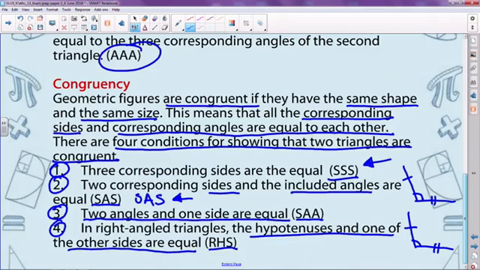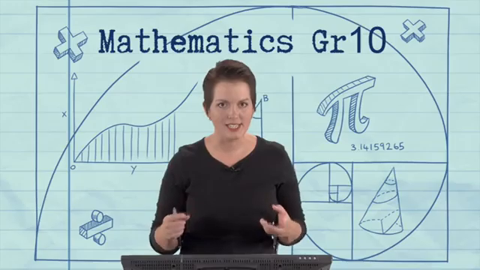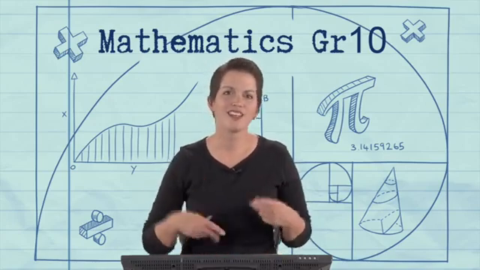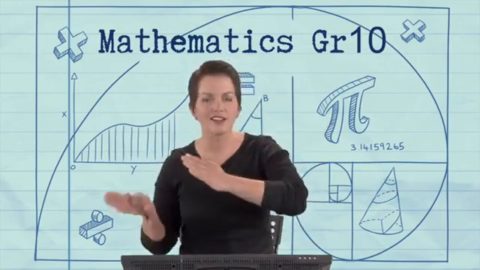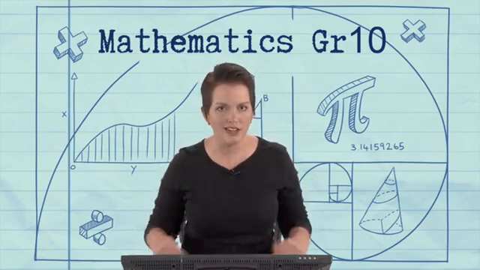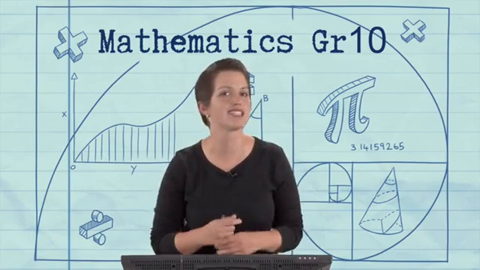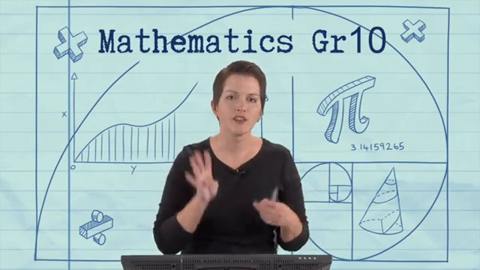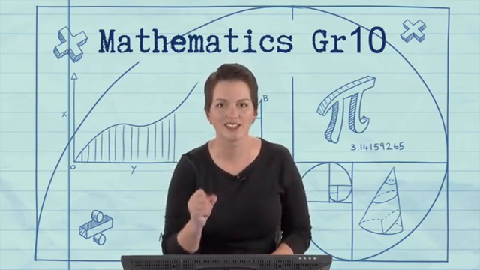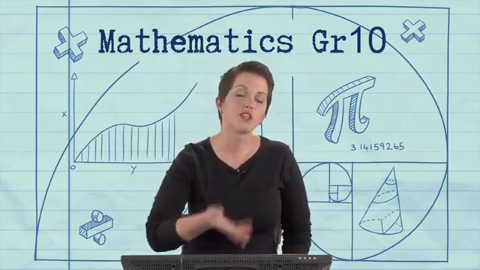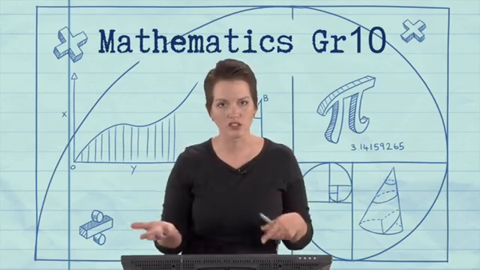Okay, now grade 10s, you'll remember that I've said over and over again that mathematicians are lazy, and congruency just shows how lazy they are. You see, they don't want to prove that every single side is equal to every single other side. And they don't want to prove that every single angle is equal to every single other angle. It's just going to take too long. So they find shortcuts, and the 4 cases of congruency are exactly that. They're shortcuts that the mathematicians have taken, which tell them automatically if a triangle is congruent to another one.